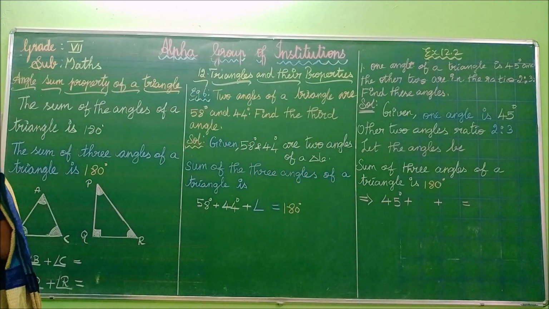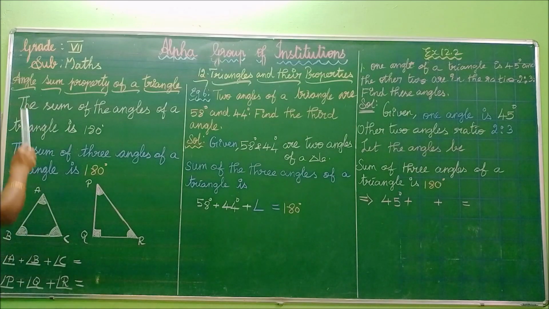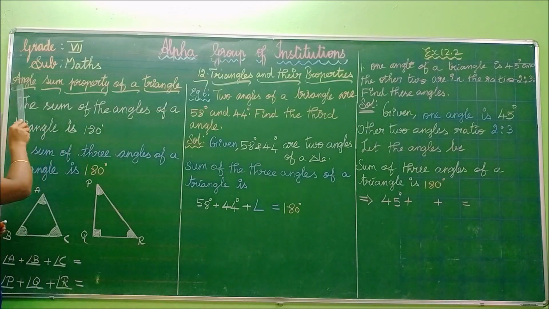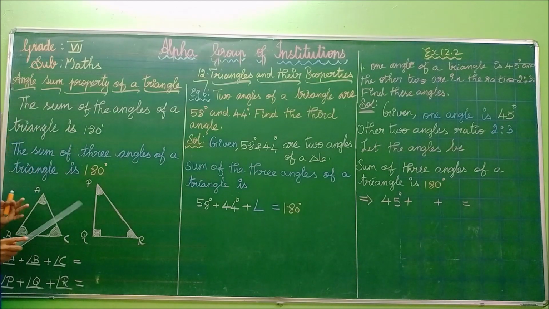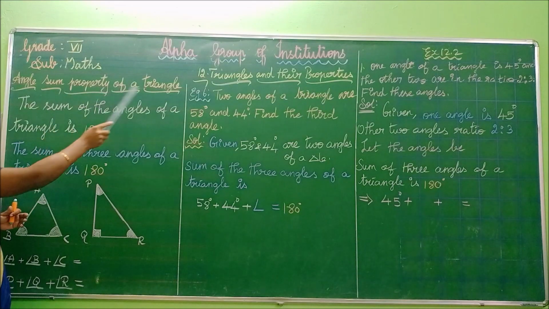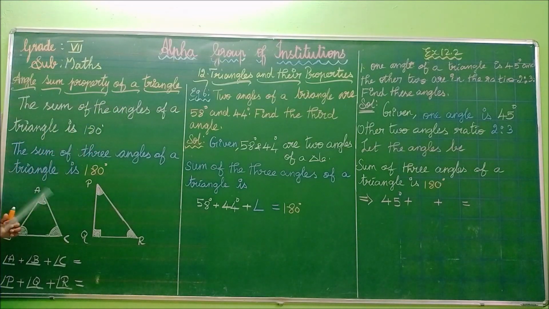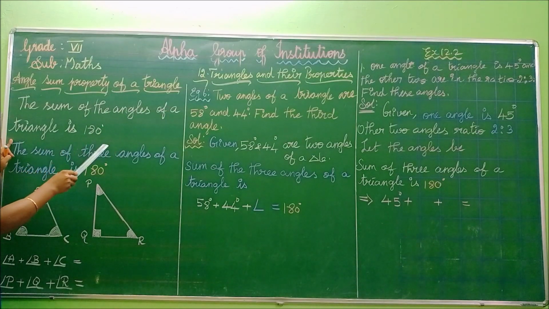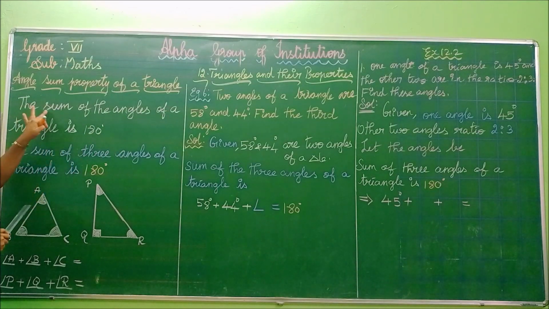Read the heading, children. Angle sum property of a triangle. What are the angles of a triangle? It has 3 angles. What is meant by sum? Sum means add. Property of a triangle. This is very important. Up to your higher secondary, you will use this concept. So listen to the class carefully. The sum of the angles of a triangle is 180. The sum means what? Add.